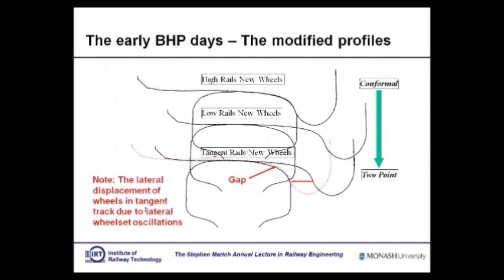And essentially the kind of profiles that we're talking about are in the high rails of curves here. Here's the wheel, here's the rail. You can see nice conformal contact in the gauge corner, wheel throat. That's called conformal. In the low rail, center of the rail, in the tangent rails, most of the wheels are here, but some of the wheels will migrate towards one rail, and you have a gap between the wheel throat and the rail gauge corner, and that's called 2-point.